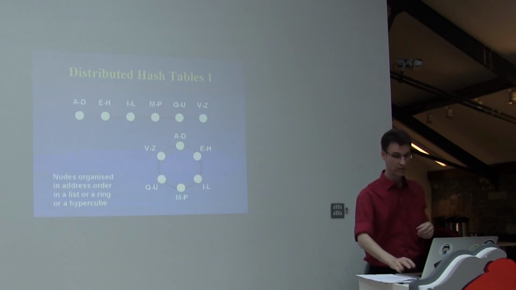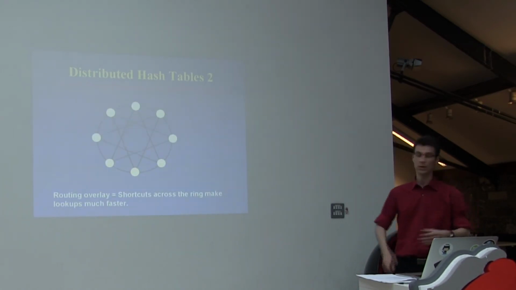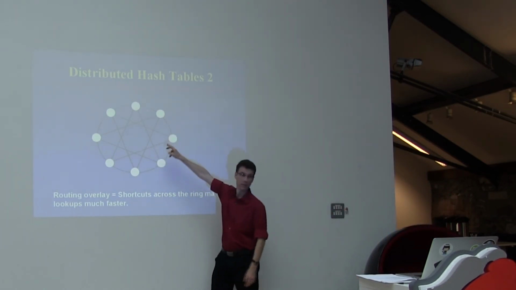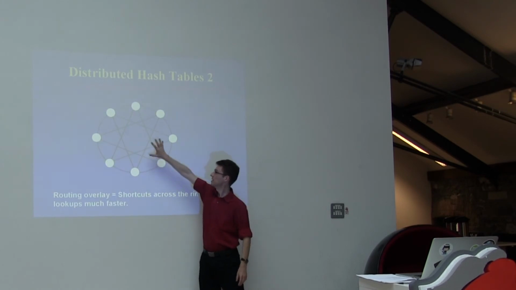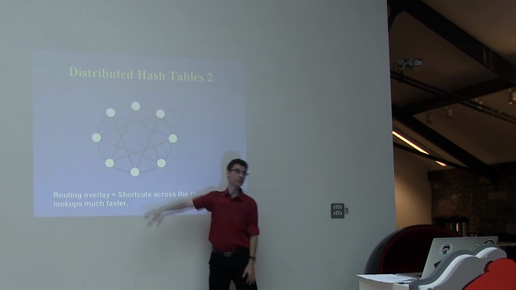Of course, going around the ring is very inefficient, so we have shortcuts across the ring. We have lots of links in some smart manner, and those links let us find a shorter path. These links are the routing overlay. That's what we call it.